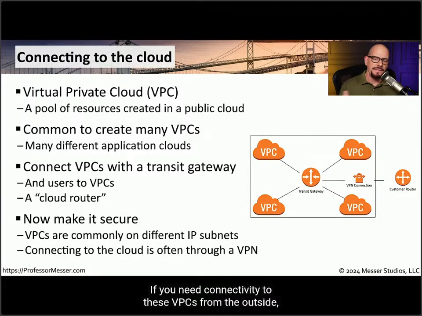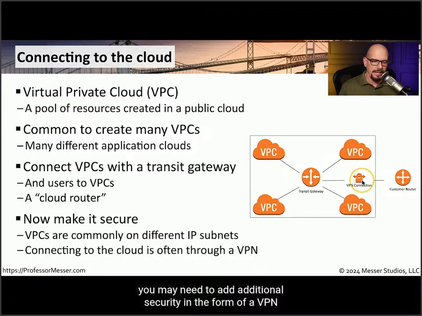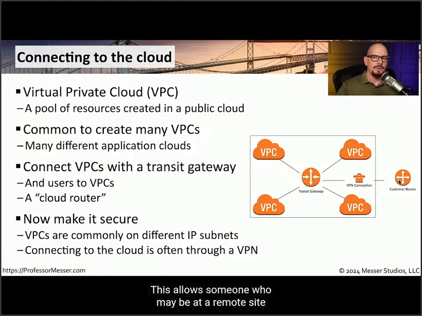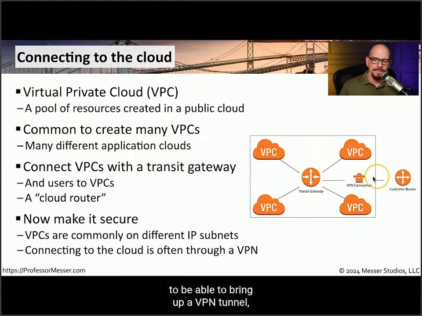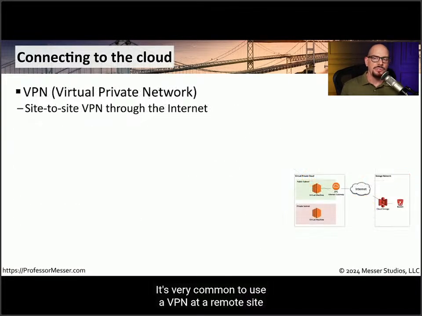If you need connectivity to these VPCs from the outside, you may need to add additional security in the form of a VPN connection. This allows someone who may be at a remote site to be able to bring up a VPN tunnel, connect to the transit gateway, and effectively have communication to all of your different VPCs. It's very common to use a VPN at a remote site or from a user's workstation to be able to gain access to these private VPCs.